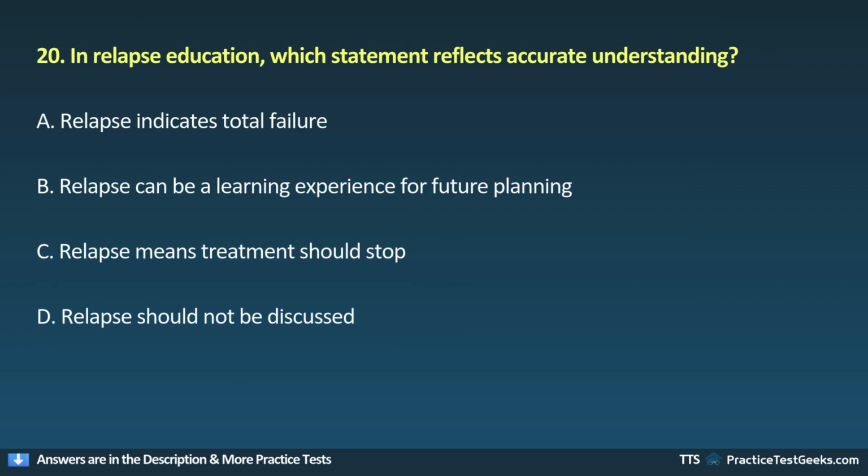20. In relapse education, which statement reflects accurate understanding? A. Relapse indicates total failure. B. Relapse can be a learning experience for future planning. C. Relapse means treatment should stop. D. Relapse should not be discussed.